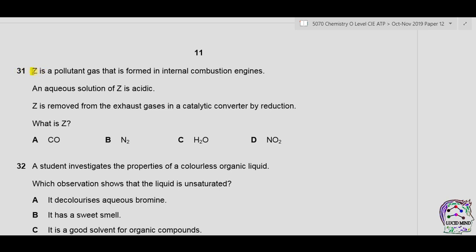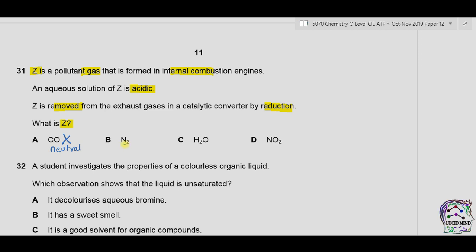Question 31. Z is a pollutant gas that is formed in internal combustion engines. An aqueous solution of Z is acidic. Z is removed from the exhaust gases in a catalytic converter by reduction. What is Z? A is carbon monoxide. Now carbon monoxide is neutral because it does not dissolve in water. So as the aqueous solution of Z was acidic, therefore it is not carbon monoxide.